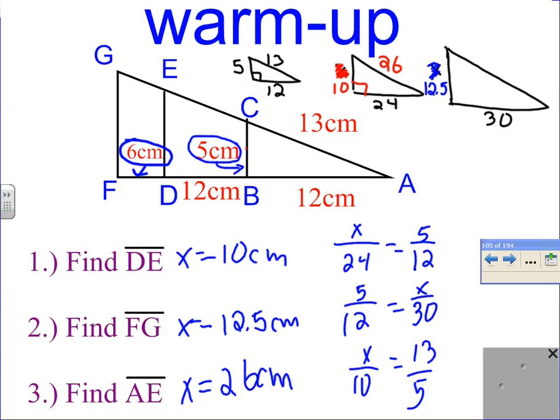All right, let's go to the tree problem. Okay, tree problem. So, the tree is flat on the ground, casts a shadow that's 51 meters long. A person is 1.6 meters tall and casts a shadow that is 4.8 meters long. How tall is the tree? Alyssa?